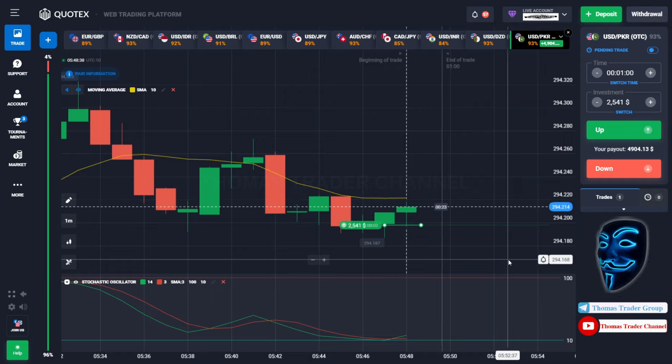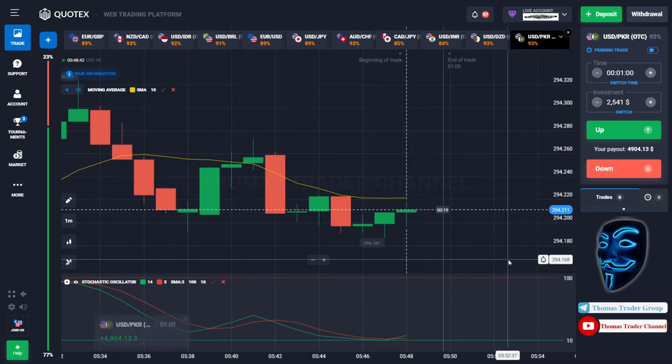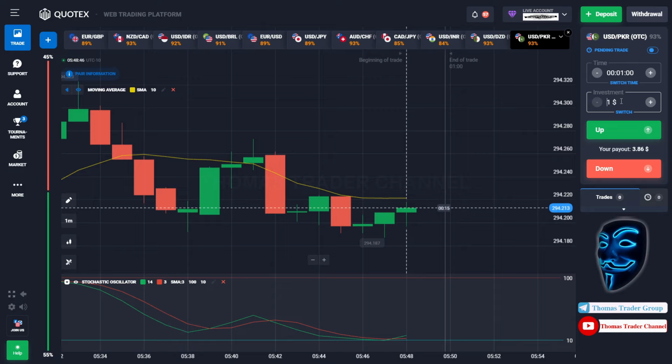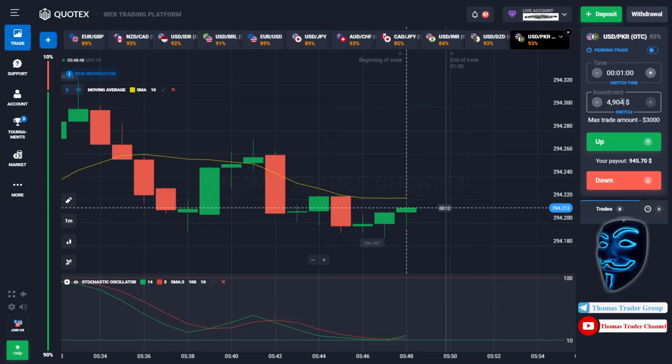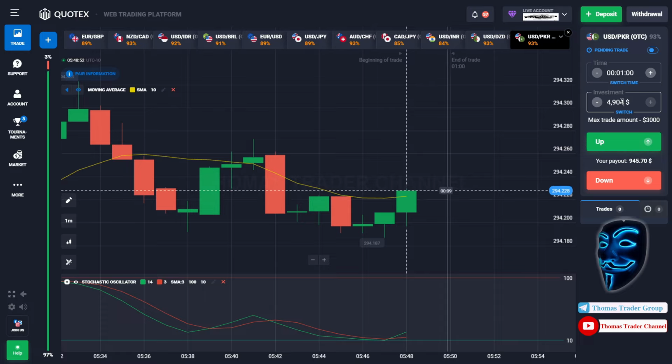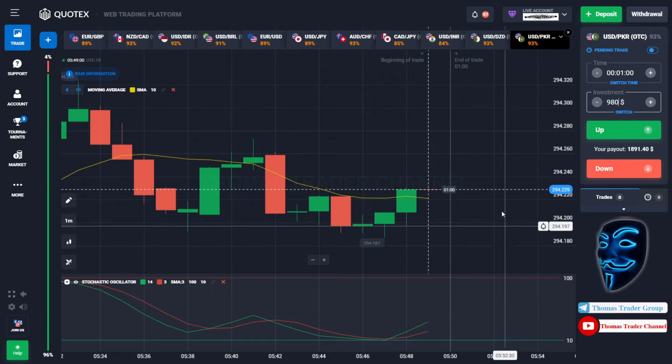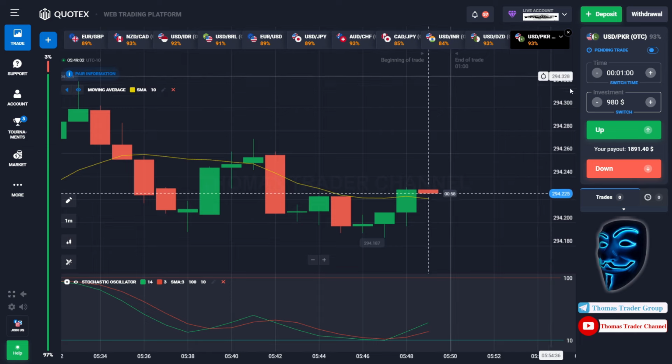We made a right prediction over here. We made a profit of $4,900. Since the max trade amount is only $3,000, let's divide it into 5. We will open 5 positions of $980 in the next open position. And over here we can open sell for 1 minute.